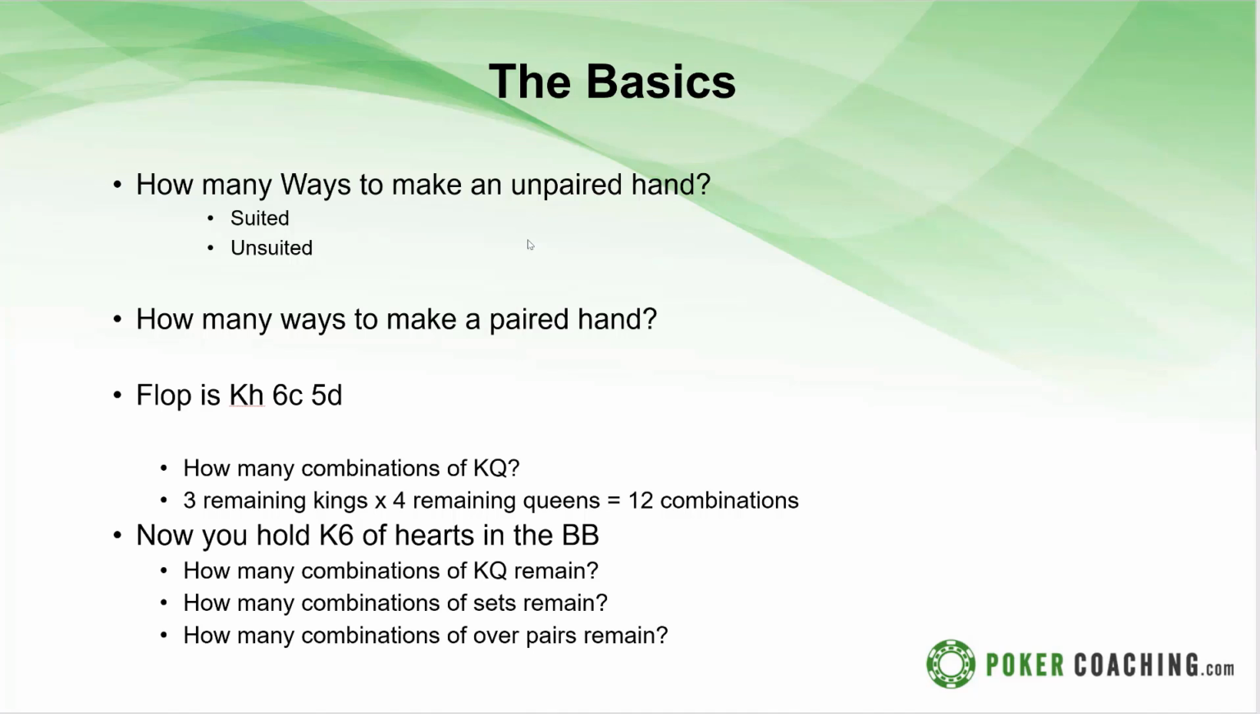Yes, you guys are getting in there. There's 12 combinations. In the slide, I get into how to do it. So, there's 4 kings and 4 queens in the deck of cards. We have the king of hearts on the board. So, there's 3 remaining kings in the deck. There's 4 remaining queens. That equals 12 combinations.